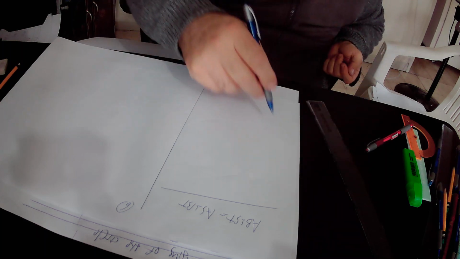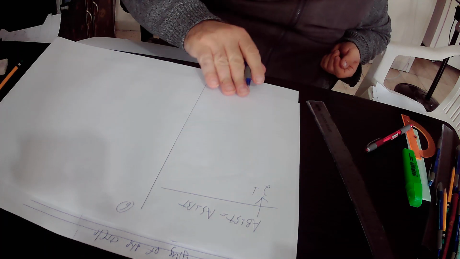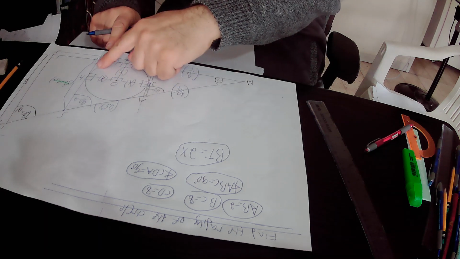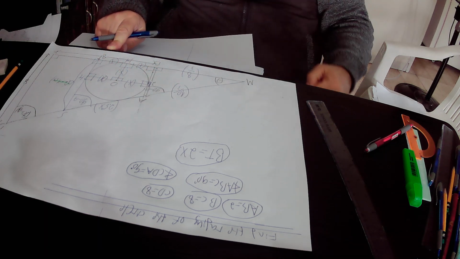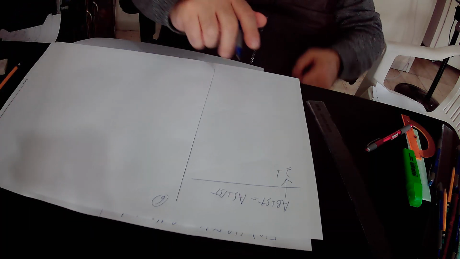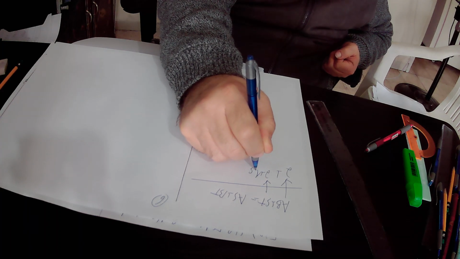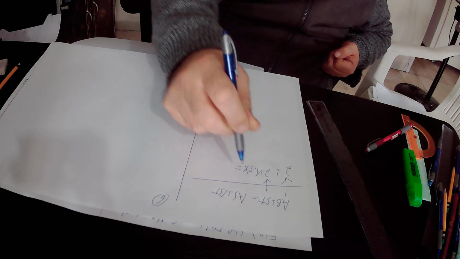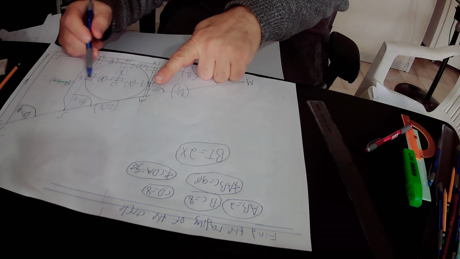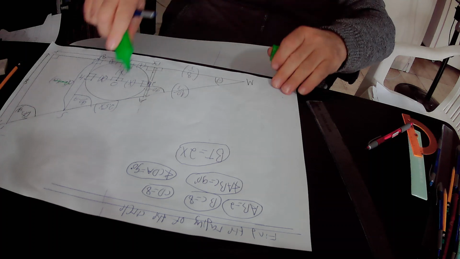AB equals 2 units in its length, therefore we substitute AB by 2. Plus ST. What is the value of ST? ST equals 2 plus 1.5x. So we substitute ST in this equation by 2 plus 1.5x. And it is equal to AS plus BT. What is the value of AS? AS equals 2.5x.